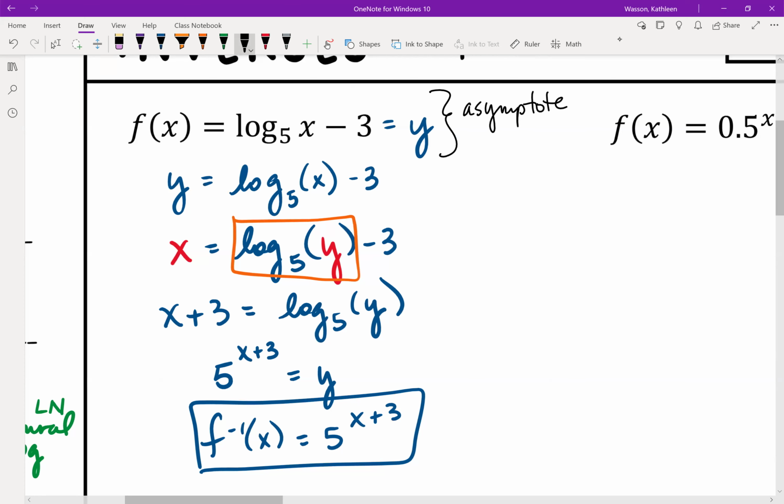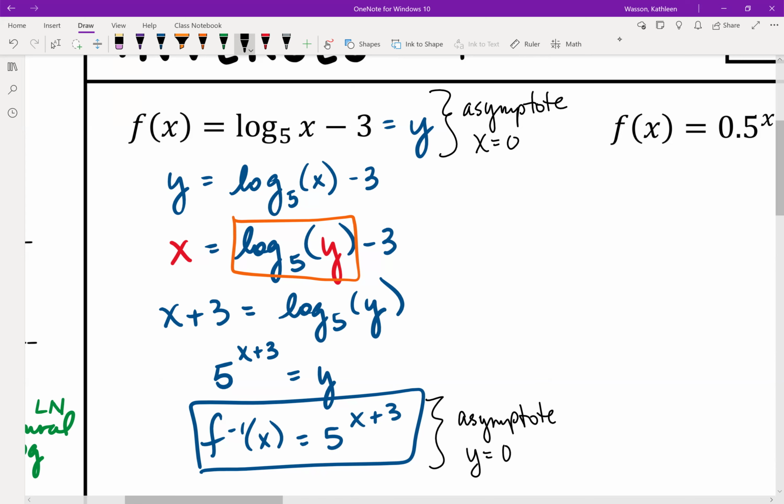the vertical, because this is a log. It'll be at x equals 0. You can graph that and verify it for yourself. If you just type this original into anything you have that'll graph. My asymptote for the inverse will be y equals 0.